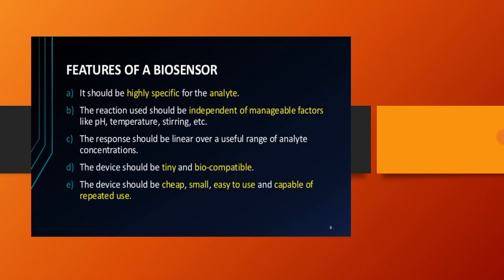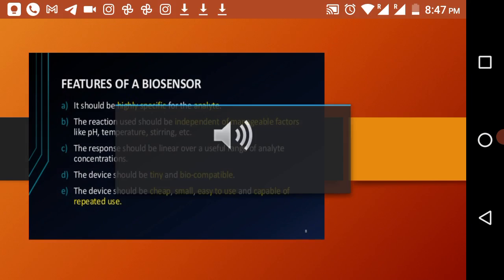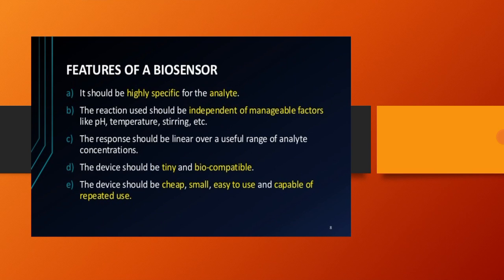Now the response should be linear over the range of the analyte concentration. If the response is linear, the response is the same throughout the process, then only the signal we are getting will be processed. So the responses should be linear over the useful range of the analyte concentration.